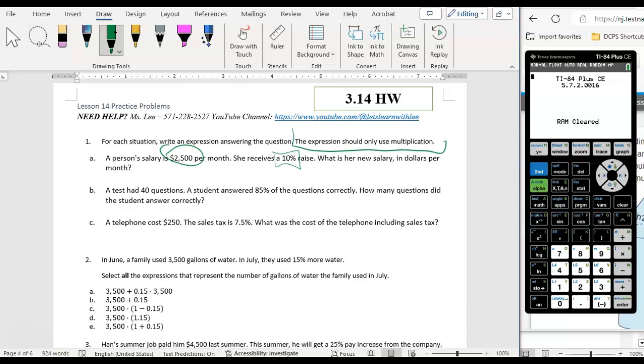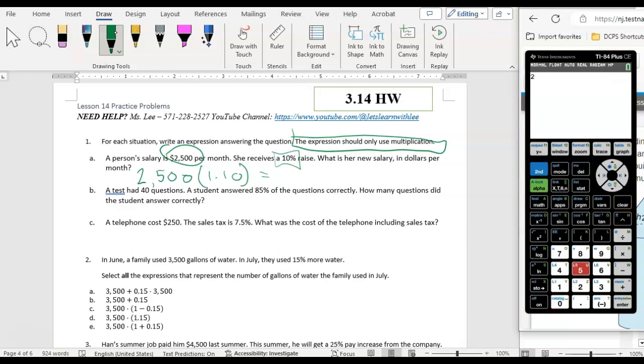So this is the expression she'd use, only multiplication. If she's getting a raise, then her new salary will be 110% of what it was before. So this will be multiplied by 1.10, and that will give us our new salary. So we can go ahead and calculate that: 2,500 times 1.1 gives us 2,750.